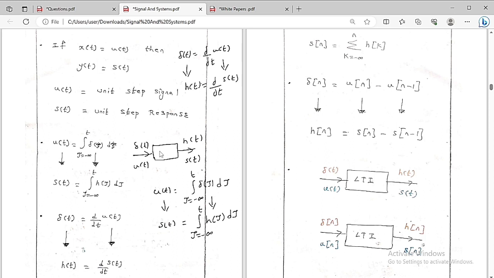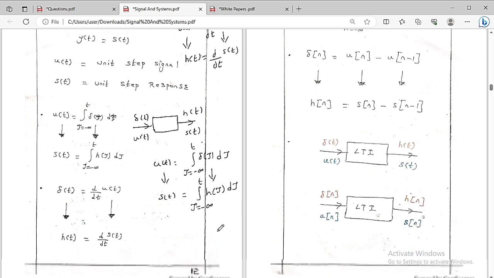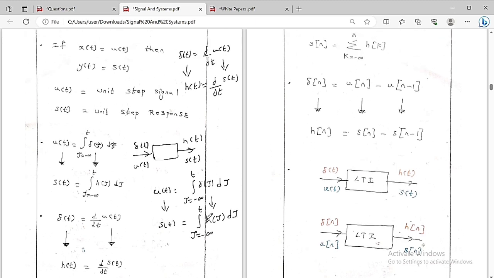So we can say that the impulse response is the derivative of the step response, or the step response is the integration of the impulse response. You can say it either way. If you know one thing, getting the other thing is a piece of cake. So this is what I want to tell you. If you know the input relation, similarly you can easily get the output relation. This is in the time domain.